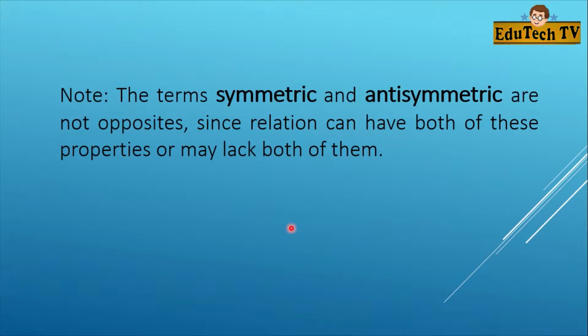Next, note that the term symmetric and anti-symmetric ay hindi opposite. Okay? Hindi opposite tong dalawa. Kasi meron yung pagkakataon na yung isang relasyon ay symmetric at anti-symmetric. At meron din naman yung mga relation na symmetric siya pero hindi anti-symmetric. Or anti-symmetric siya, hindi naman siya symmetric. Or pwede naman yung isang relasyon ay wala mismo sa dalawa. Okay, hindi siya symmetric at hindi rin siya anti-symmetric.